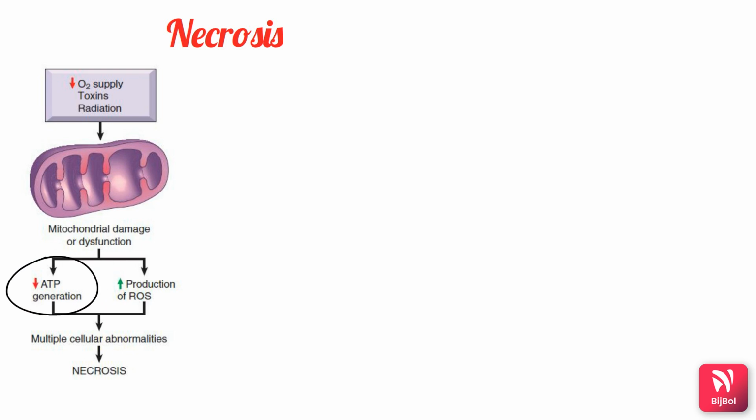Whenever there is decreased ATP generation, there will be different consequences: the sodium pump will be defective, glycolysis will be anaerobic glycolysis, and sometimes protein synthesis will be defective, resulting in cellular abnormalities. And also there will be increased production of reactive oxygen species. That means there will be increased production of free radicals, which are harmful for the body. So this all happens because of the injurious agents.